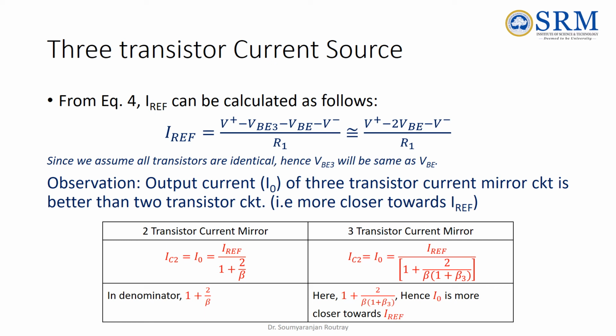We know beta is very high, like 100. If you take 100, then the denominator will be very high in the case of the 3 transistor circuit as compared to the 2 transistor circuit. So the difference from 1 in the case of the 3 transistor circuit will be very small as compared to the 2 transistor circuit. We can say the output current I0 is closer to I reference in the case of the 3 transistor current mirror circuit.